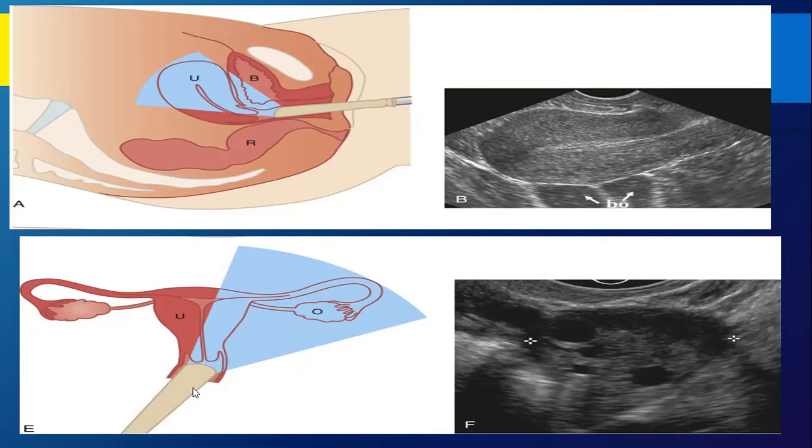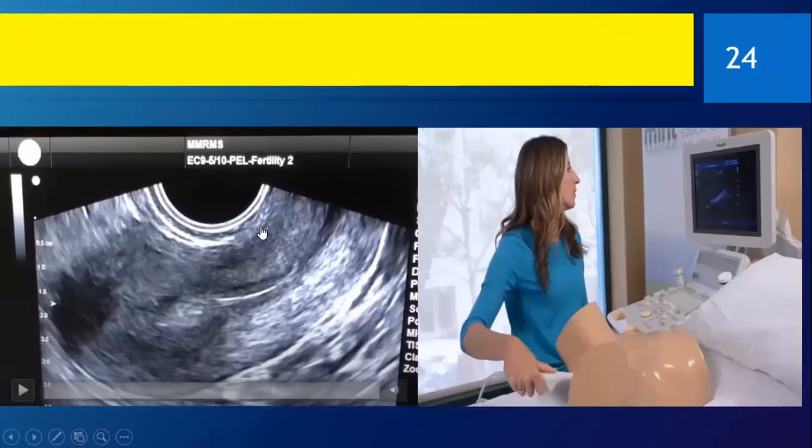Then we will return again to the LS and move it from side to side as such in order to appreciate the ovary, the right and left ovary. Okay, we will move the probe to the contralateral leg as we see here, and see the other ovary, right? Let's see the video here.